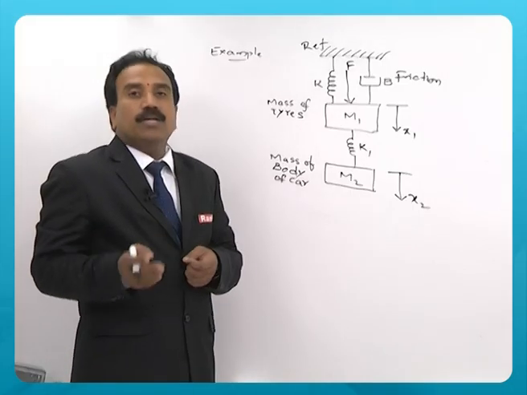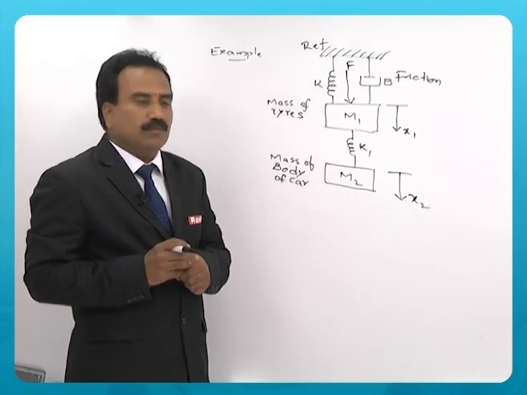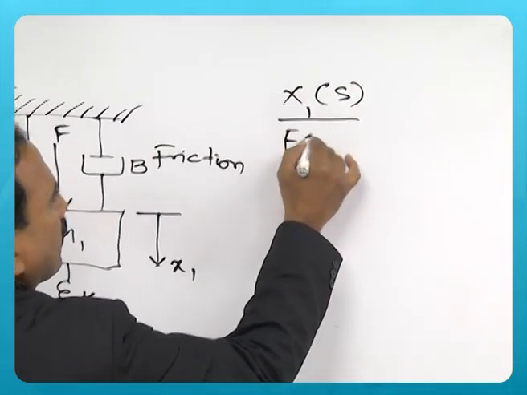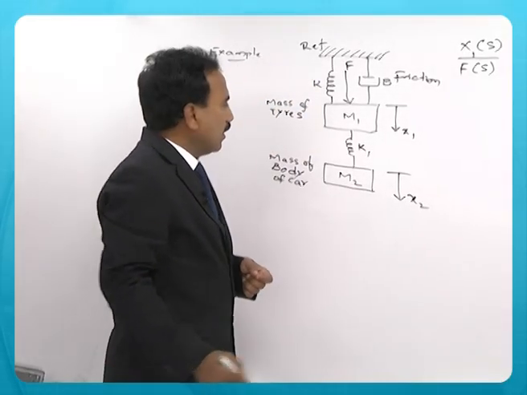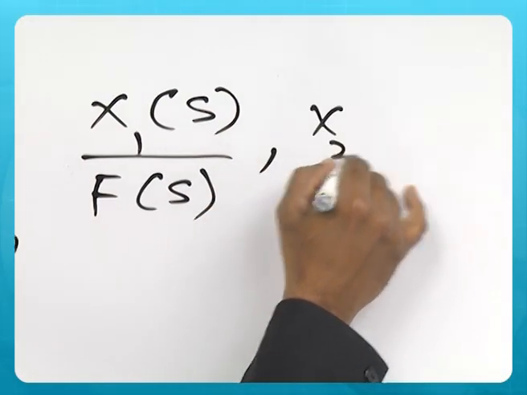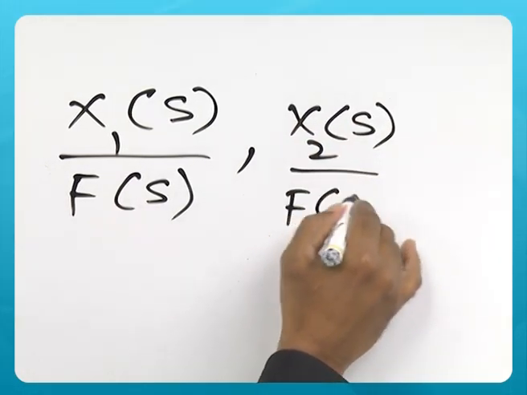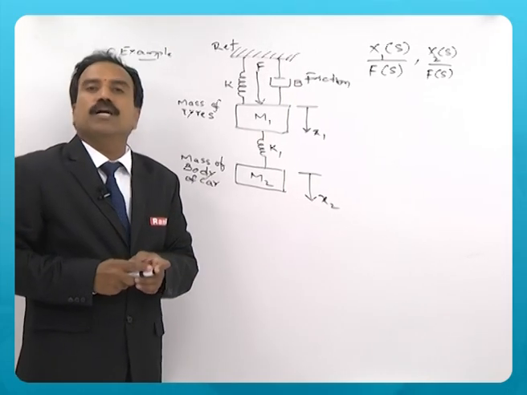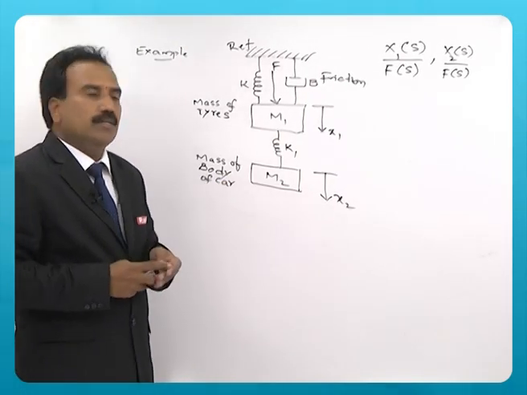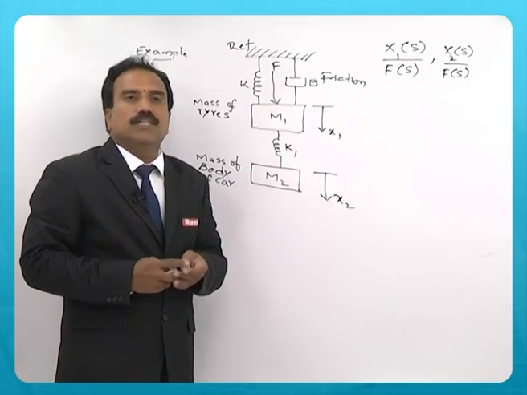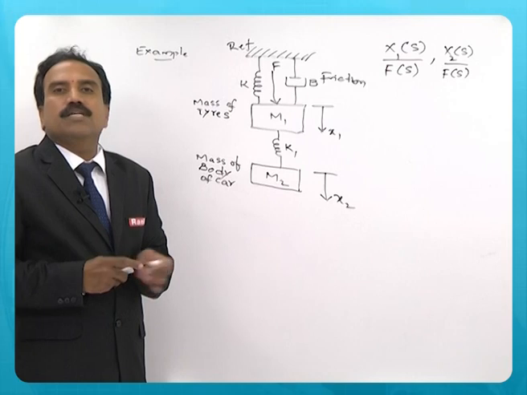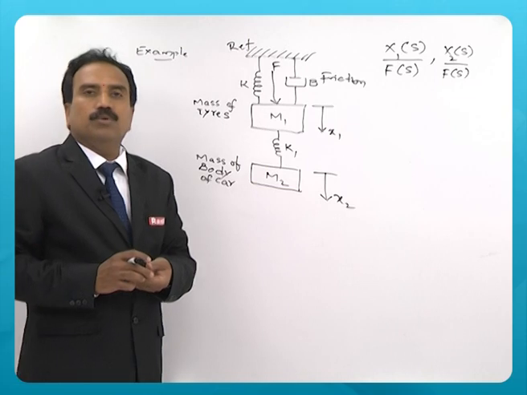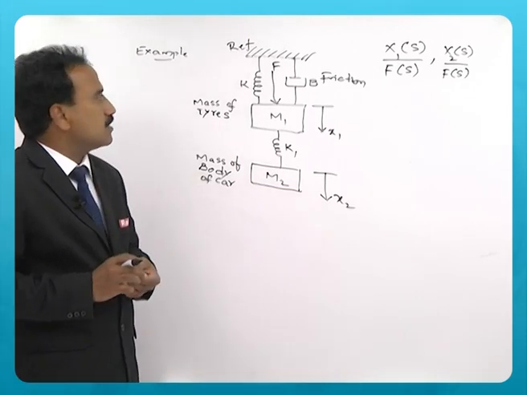Now, you may be asked to find the transfer function. That transfer function may be x1 of s by the applied force, or x2 of s by f of s. x1 and x2 are linear displacements. They are the output of the mechanical system, and f of s is the force that is applied to the mechanical system, the input. So, you can obtain any one of those, or you can obtain both when this simple mechanical system is given.